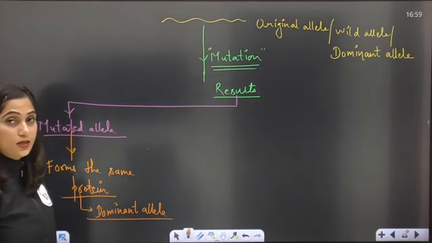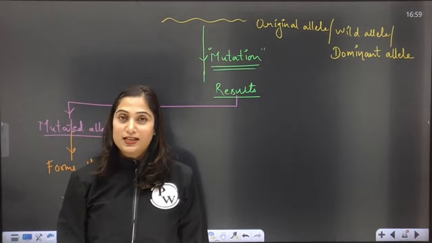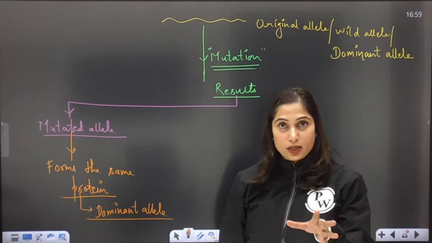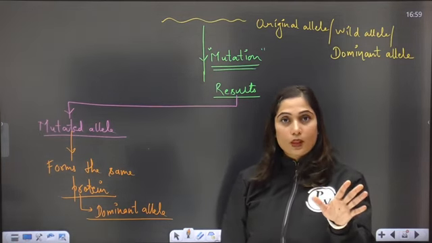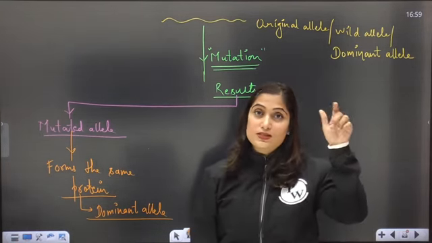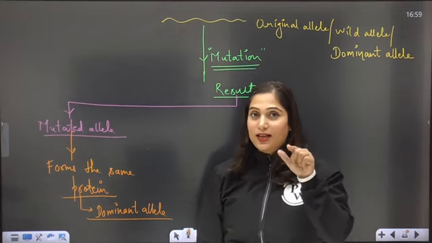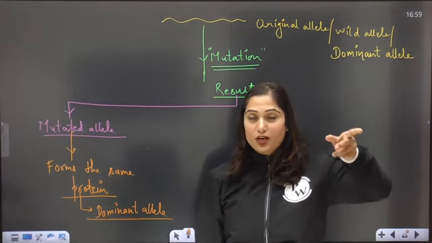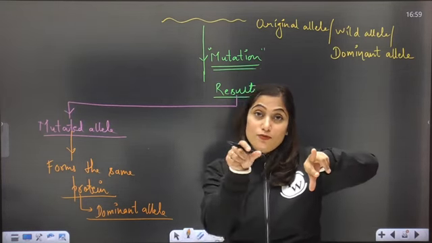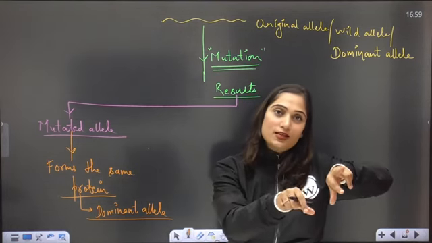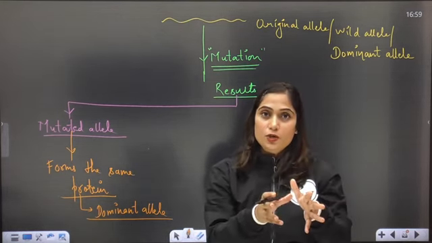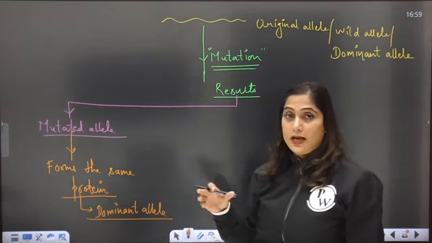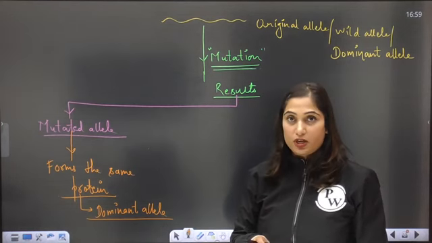Then it will still be called the dominant allele because there is a silent mutation here. What is a silent mutation? That even after the mutation, the codon codes for the same amino acid, because you know that many codons can code for the same amino acid. So even after the mutation, the mutated codon is still coding for the same amino acid. So if there is a silent mutation, then the mutated allele will remain dominant and will produce the same protein, and it will not affect the phenotype or the expression.